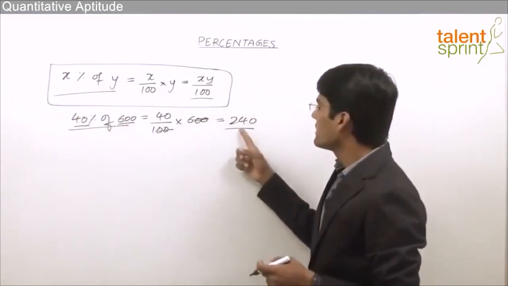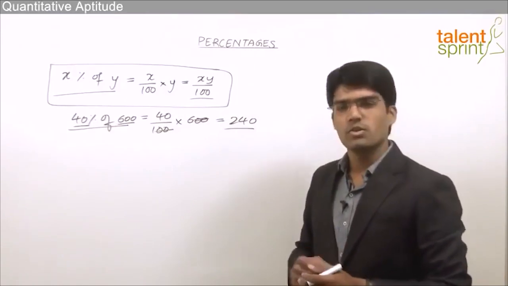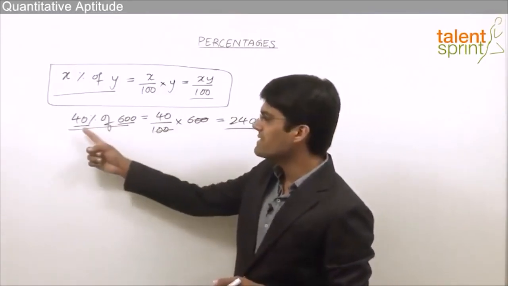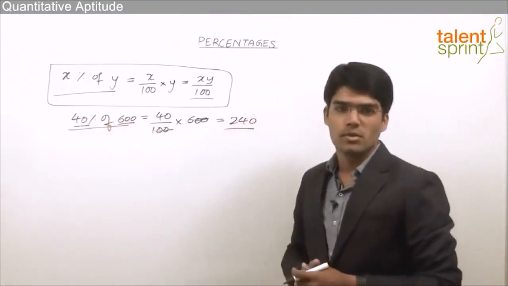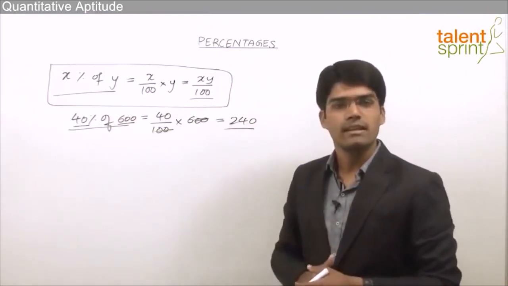And the third one here is 240, which is the actual value or the absolute value. So in any given percentage calculation, we have these three types of values. One is a percentage value, the other one is the maximum value, and the third one is the absolute value. So out of these three, any two will be given and we can calculate the third one.